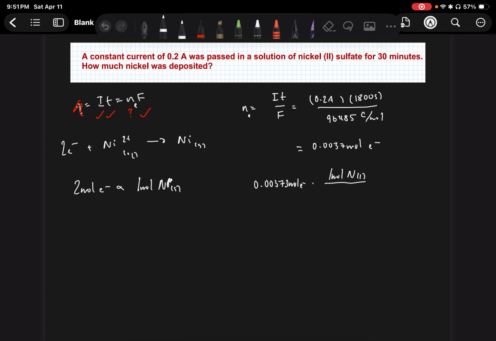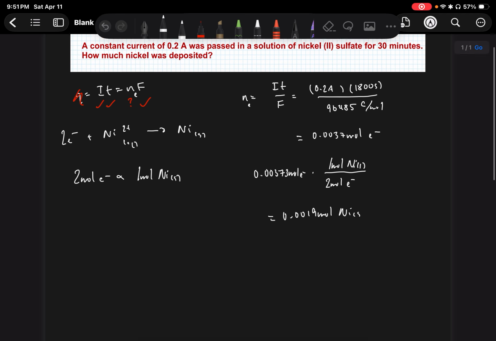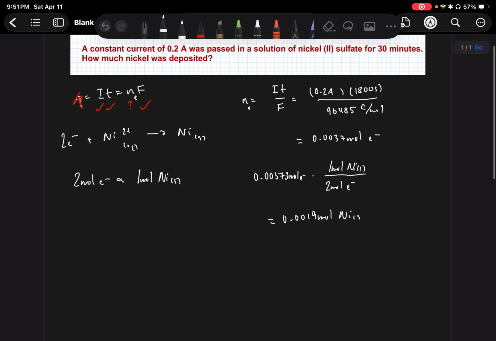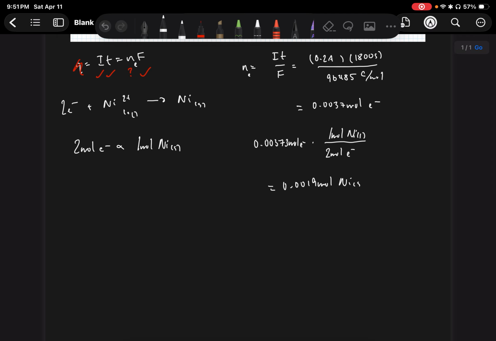For 2 moles, divided by 2, that's 0.0019 moles of nickel solid. Now we could find the mass of nickel deposited by using the molar mass of nickel. Molar mass of nickel here is 58.6934.